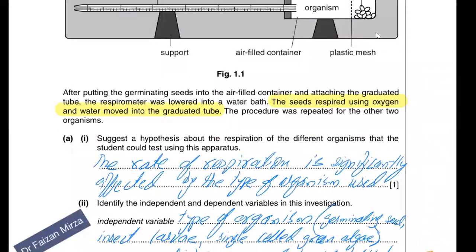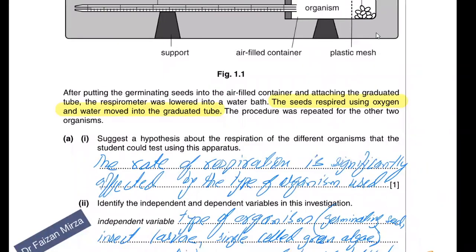After putting the germinating seeds into the air-filled jar in the container and attaching the graduated tube, the respirometer was lowered into a water bath. The seeds respired using oxygen and water moved into the graduated tube. The procedure was repeated for the other two organisms. Suggest the hypothesis about the respiration of different organisms that the student could test using this apparatus.